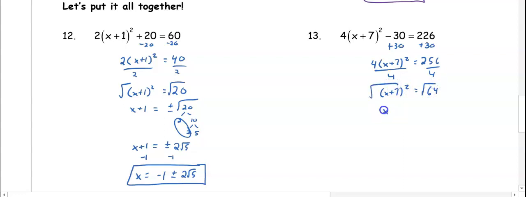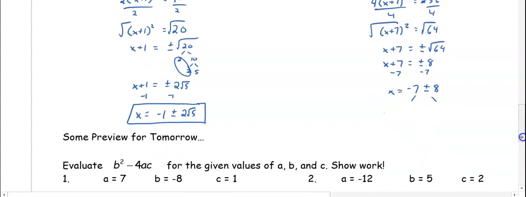Take the square root of both sides. x plus 7 equals plus or minus the square root of 64. The square root of 64 is 8. So x plus 7 equals plus or minus 8. We can subtract 7 from both sides. So x equals negative 7 plus or minus 8. We're going to split that into 2 to get our x values. So x equals negative 7 plus 8, which is 1, and negative 7 minus 8, which is negative 15.